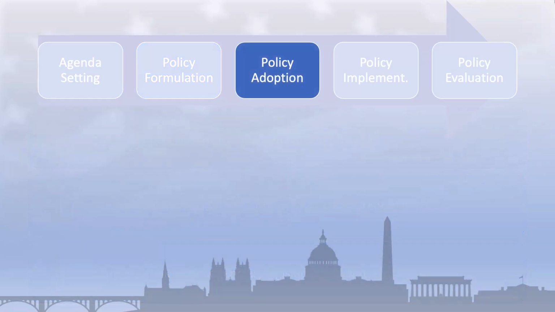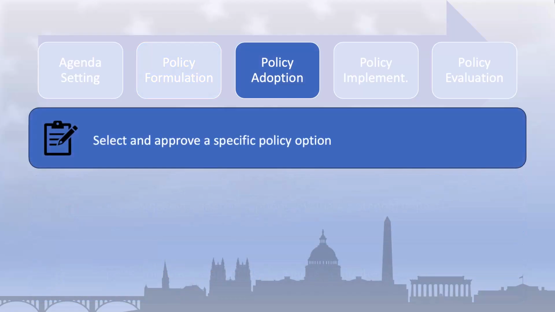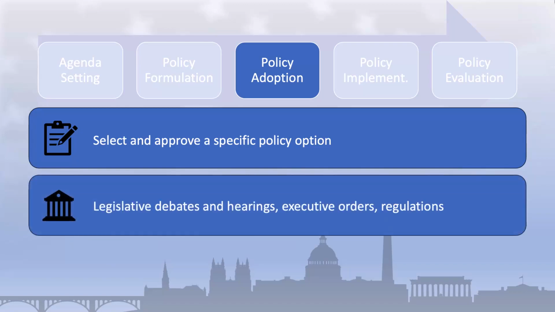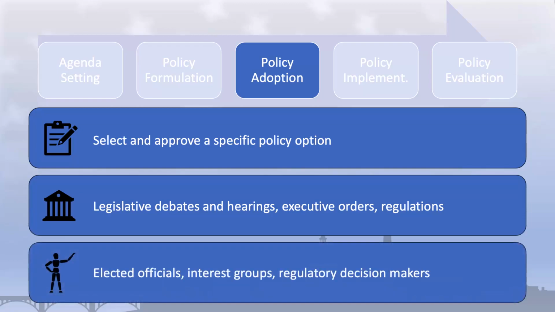In the third step, policy adoption, decision makers select specific policy options, usually from the list of options identified in the previous stage, and formally approve or adopt one or more into law or governmental action. This stage can involve legislative debates, committee hearings, presidential or executive orders, and other executive branch involvement. Ultimately, a decision by the legislature or some executive authority results in the adoption of a specific policy. Elected officials, including legislatures, the president in the case of federal policy, and interest groups all have significant influence in policy adoption. Regulatory decision makers can also be involved in policy adoption, particularly when authority is delegated to them by the legislature.